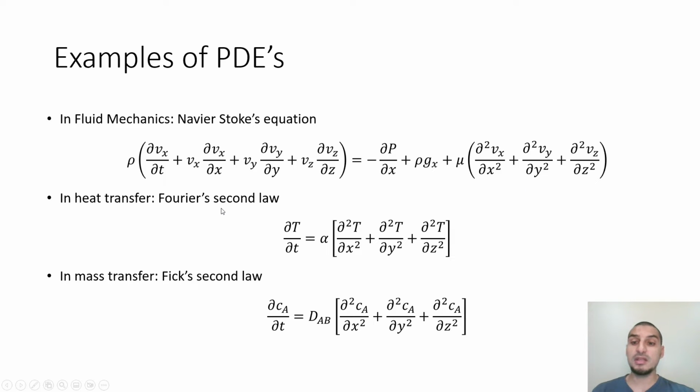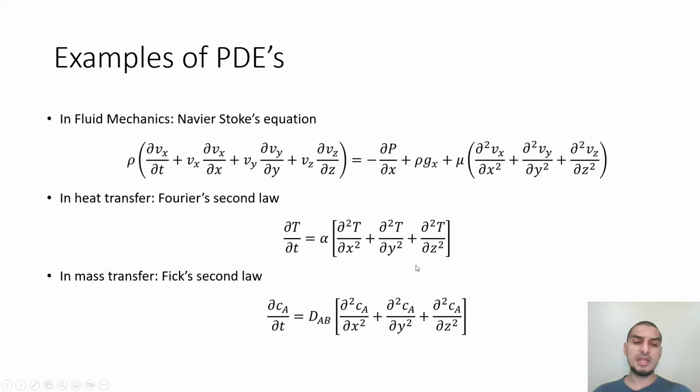In heat transfer, there is Fourier's second law, which states that the change of temperature with time is a function of the second derivative of temperature with respect to x, same for y and same for z. In mass transfer, there is Fick's second law, or the continuity equation. Fick's second law is a special case of the continuity equation, where the change of concentration with time has the same change in concentration with x, y, and z as in heat transfer.